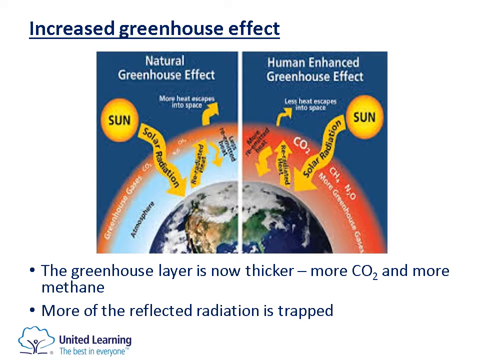And that's because, as you can see, the greenhouse layer is thicker because of the increased carbon dioxide and the increased levels of methane. That means more of the radiation gets trapped, and that means the Earth is heating up. And that's what we know as climate change.